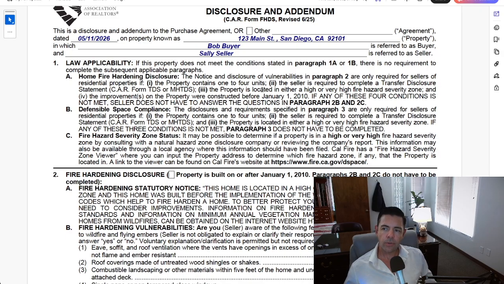Then it says number 2. The seller is required to fill out a transfer disclosure statement, a TDS. And that's another way of saying, is the seller exempt? And most of the time, the seller's not exempt. An example of an exempt seller is, let's say you have a trustee that inherited a property and never resided in the property. Now, that seller would be exempt. They would not need to do a TDS.